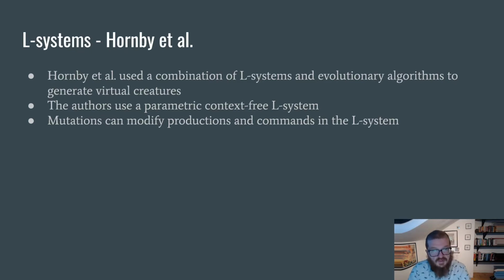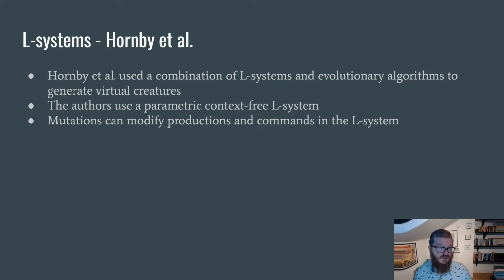So, historically in computer graphics, Lindenmayer systems or L systems have typically been used for modeling plants. The foundations of L systems are described in the early works section in this paper, and we just talked about it earlier in this presentation. Hornby et al. used a combination of L systems and evolutionary algorithms for generating vertical creatures that could be produced directly as physical robots. The authors used a parametric context-free L system. For the evolutionary algorithm, the authors typically used 100 individuals in a run of the simulation. This went on for no more than 100 generations.